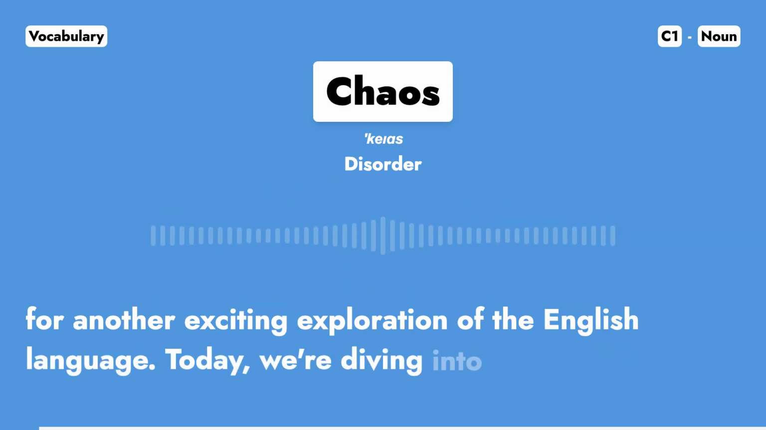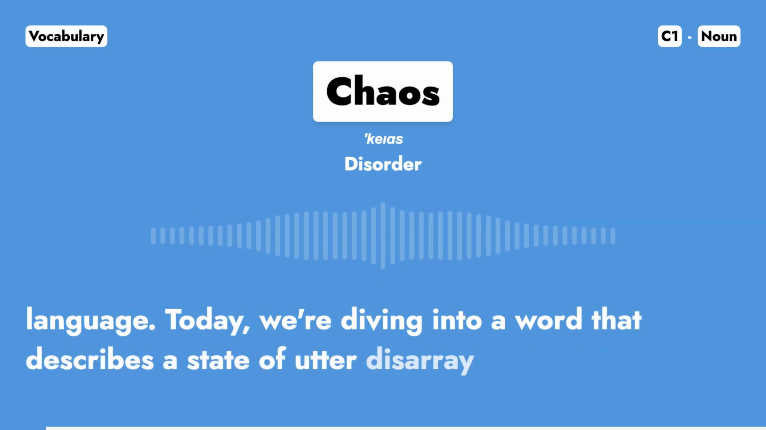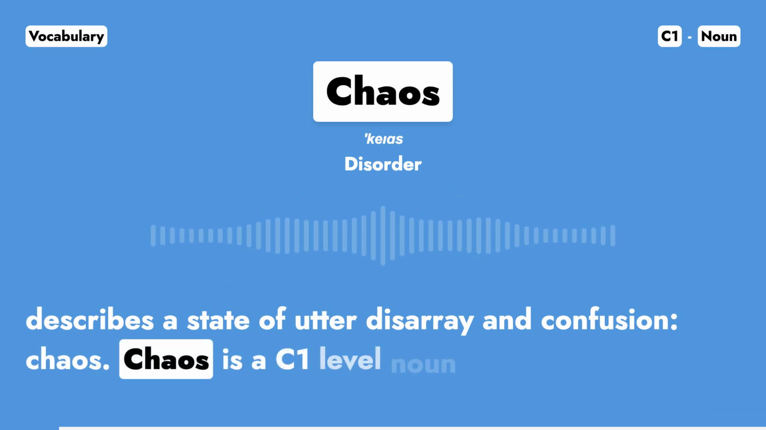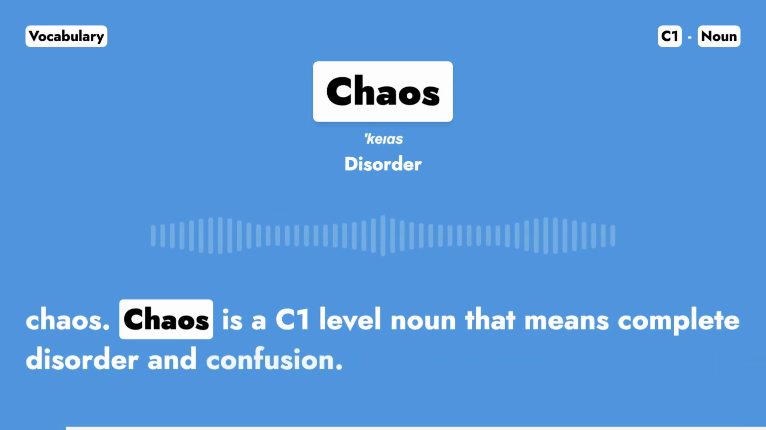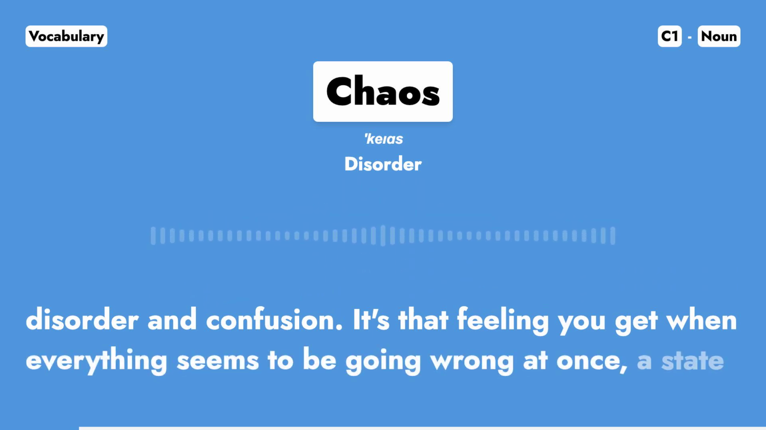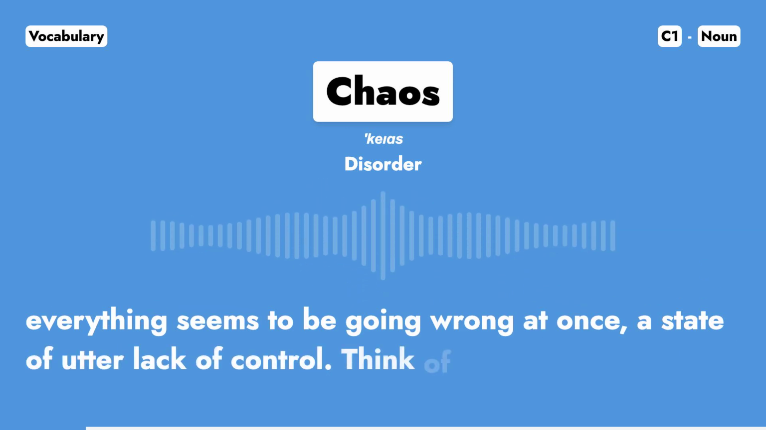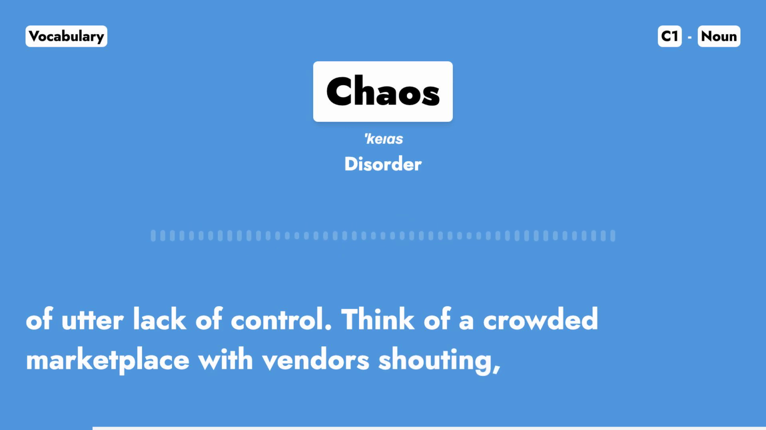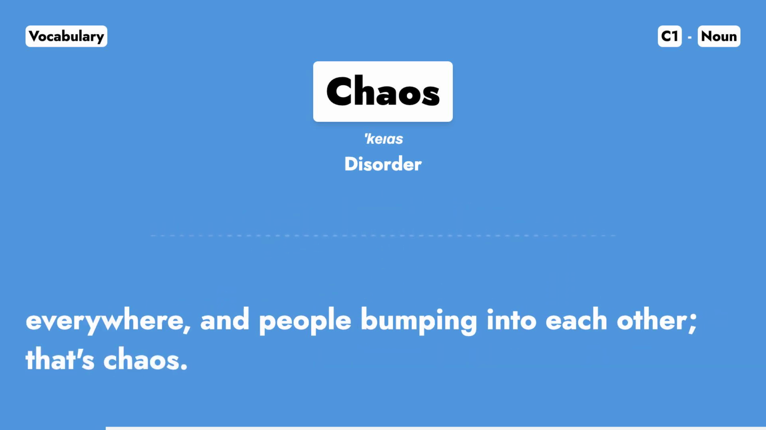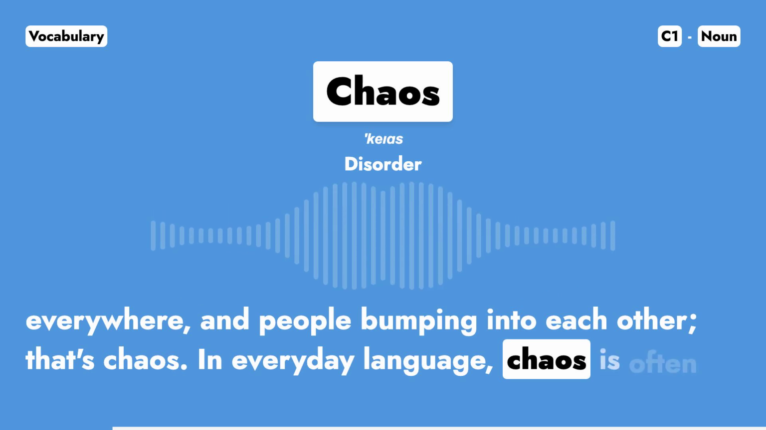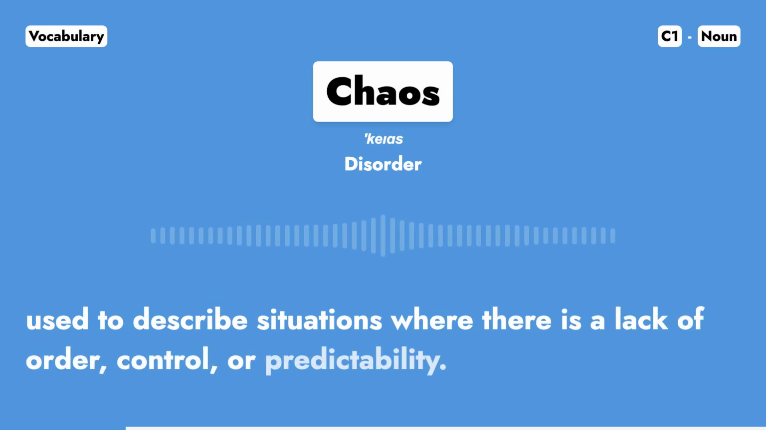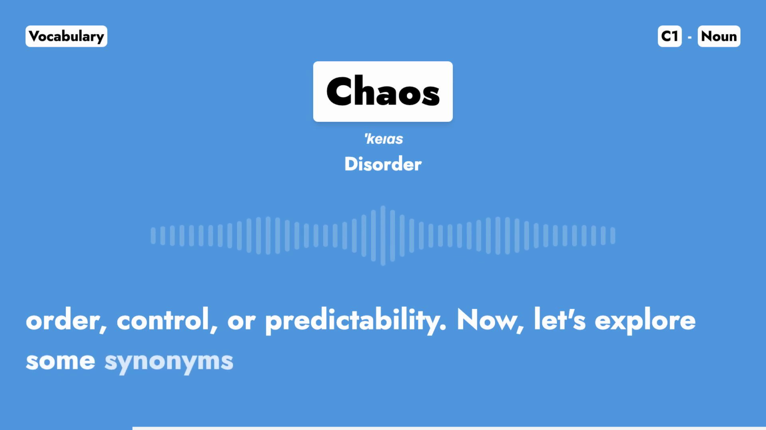Today, we're diving into a word that describes a state of utter disarray and confusion: chaos. Chaos is a C1 level noun that means complete disorder and confusion. It's that feeling you get when everything seems to be going wrong at once, a state of utter lack of control. Think of a crowded marketplace with vendors shouting, goods scattered everywhere, and people bumping into each other. That's chaos. In everyday language, chaos is often used to describe situations where there is a lack of order, control, or predictability.